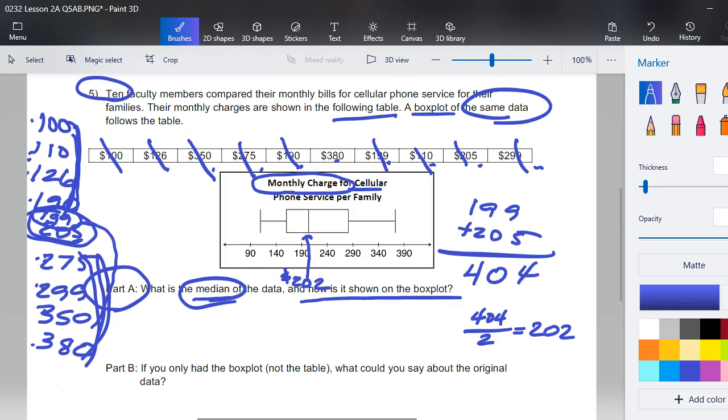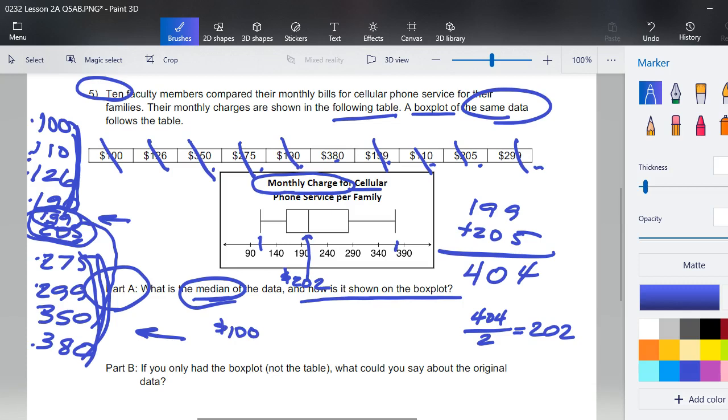Part B says, if you only had the box plot, what could you say about the original data? You could say a lot. You couldn't be as specific and talk about 350 or 199, but you can say a lot. You can say that the minimum is somewhere in the neighborhood of 100. Minimum is somewhere around 100.